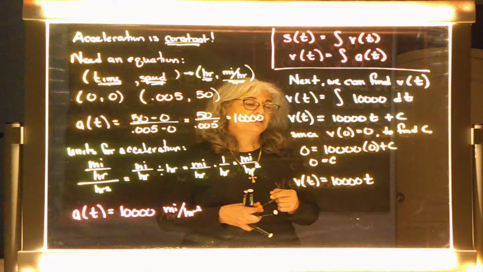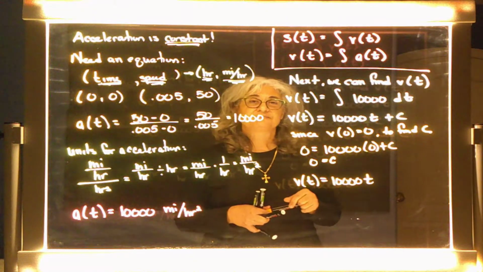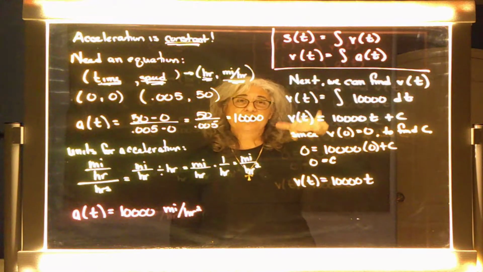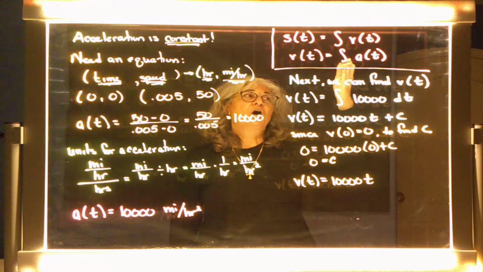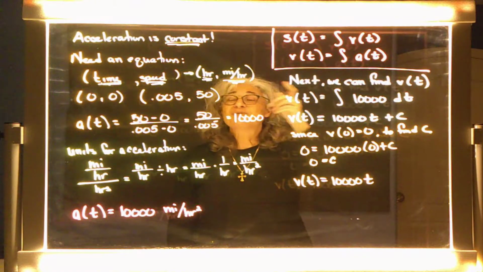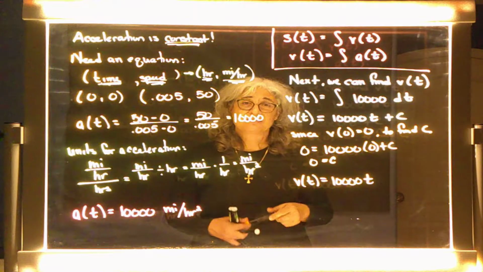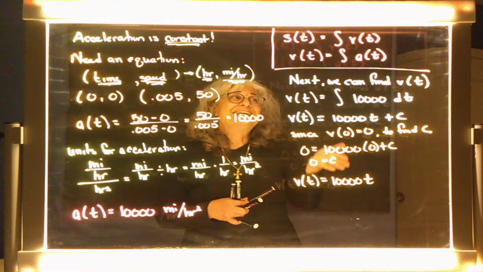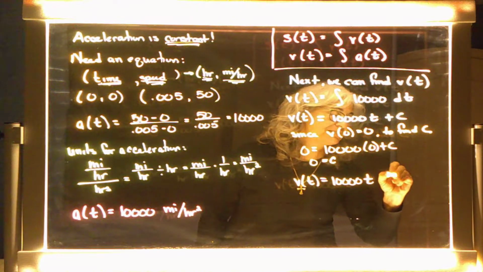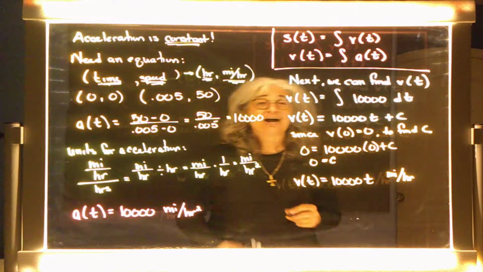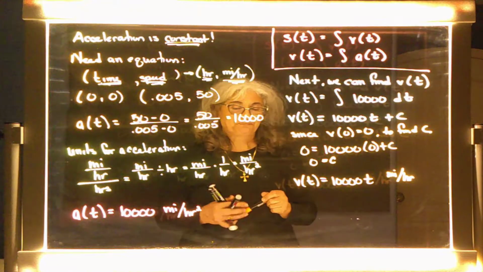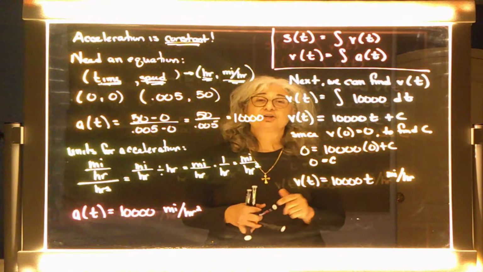Now, here's the interesting part. You're like, well, what's the units on that? Acceleration was miles per hour per hour. When I integrated it, it became velocity, which by the way is also known as speed. And when I did that, it got rid of one of these hours. So the velocity units is just miles per hour. Cool? Okay. Now I've got the velocity.